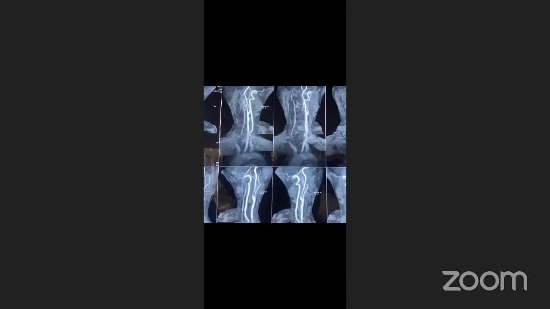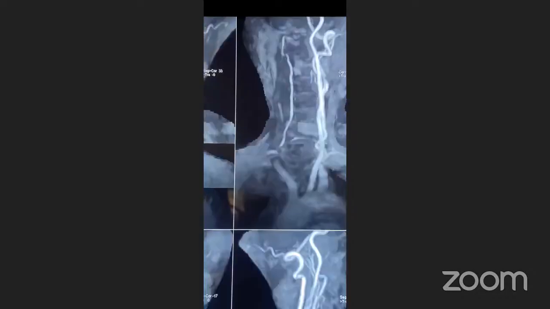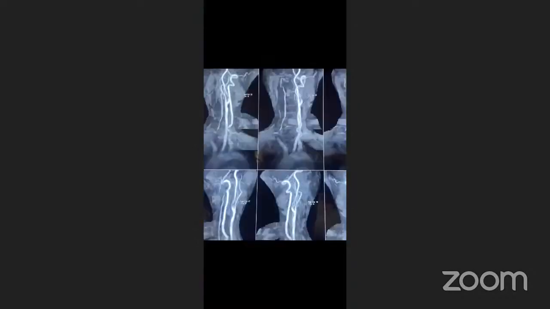Symptoms, sir, maybe due to this left subclavian, there is also stenosis. Yes, so maybe steal phenomenon is occurring. But the size of the vertebral is very small in this case. Can you see? Yeah. Okay, I'm zooming it. Can you see the zoom? Yes, sir. Yeah, it's very small. But yeah, this is a possibility.